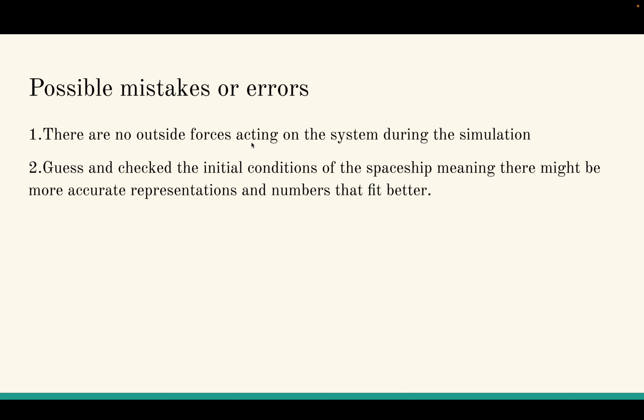There are some possible mistakes or errors that might change our data in this lab a little bit. Number 1 is that there are no outside forces acting on the system during the simulation, meaning not all the forces are accounted for, which means it is not the most accurate. And for number 2, we guessed and checked the initial conditions of the spaceship, meaning there might be more accurate representations and numbers that fit better.